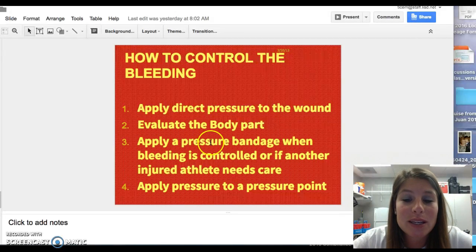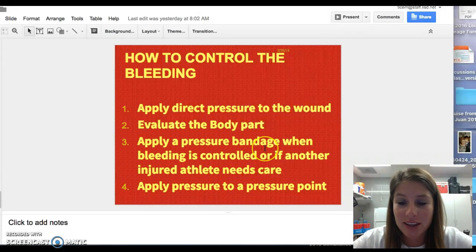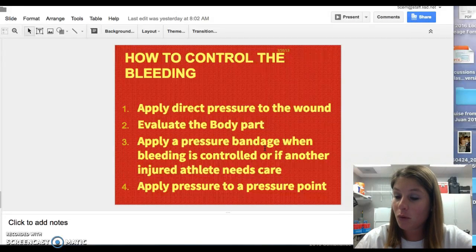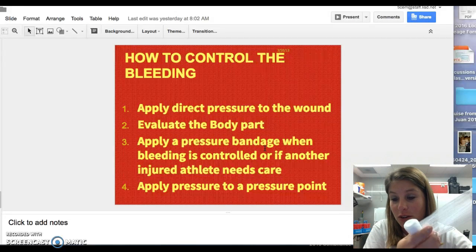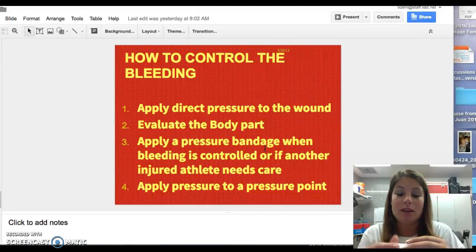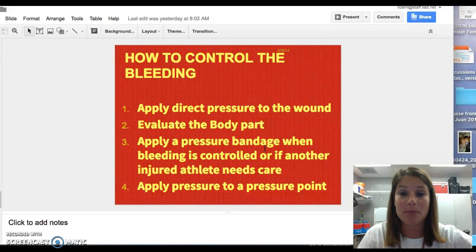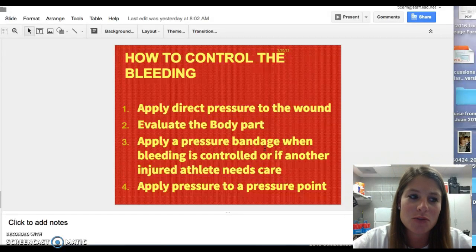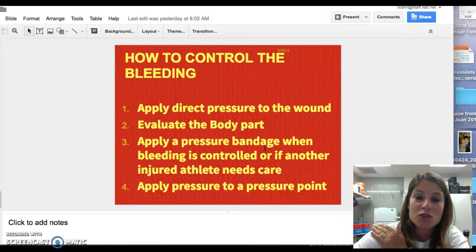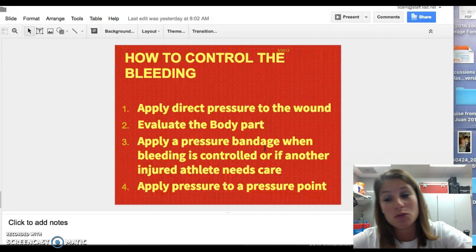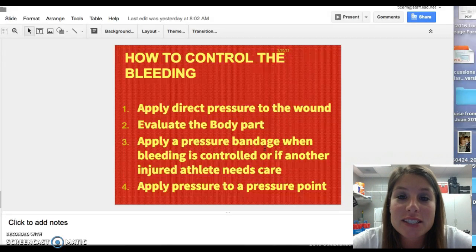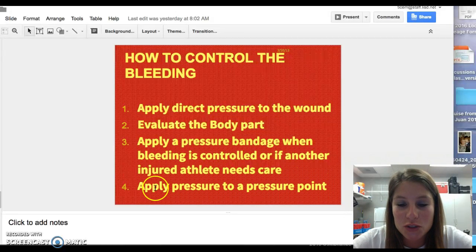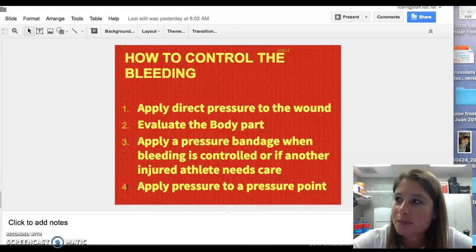The third one's going to be apply a pressure bandage, okay? Again, this is one of those things that it can be a lot of different things. We have gauze that's on a roll, okay? And you're going to wrap the wound, and this is still going to apply pressure, okay? So instead of having to hold the area, you're going to wrap the area and still have it tight and secured, okay?